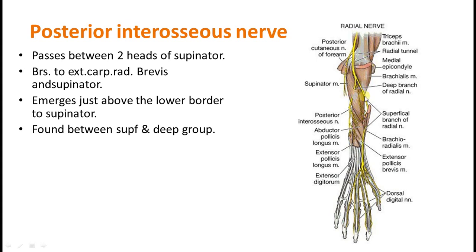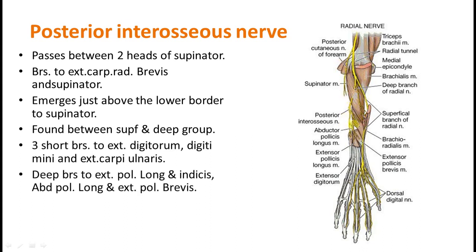So that is the deep branch which is entering between the two heads of the supinator muscle, then emerges from the supinator muscle, the deep branch of the radial nerve, and it is present between the deep group of extensors, and superficial group has been removed for you. It gives 3 short branches. The 3 short branches are to extensor digitorum, extensor digiti minimi and extensor carpi ulnaris. Digitorum, digiti minimi and ulnaris.